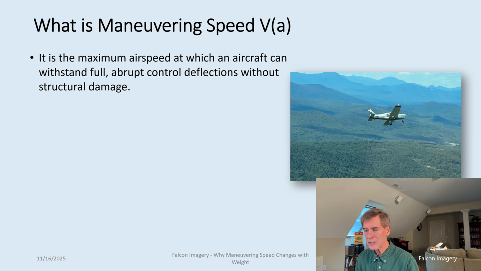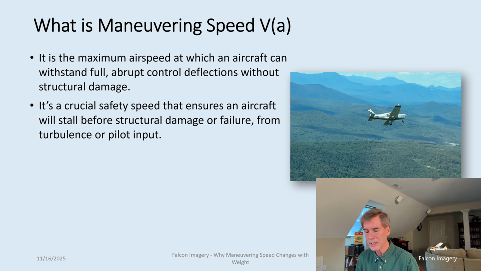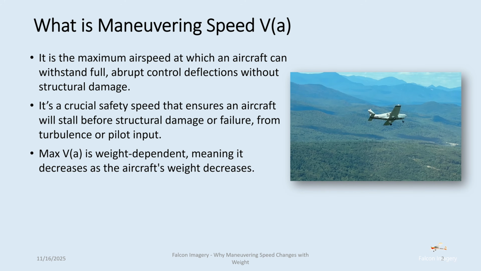So again, maximum maneuvering speed is the airspeed at which an aircraft can withstand full, abrupt control deflections without structural damage. It's a crucial safety speed that ensures an aircraft will stall before structural damage or failure to the aircraft occurs from either turbulence or pilot input, particularly when the pilot makes abrupt movements on the elevator controls, like pulling back on the stick or yoke.